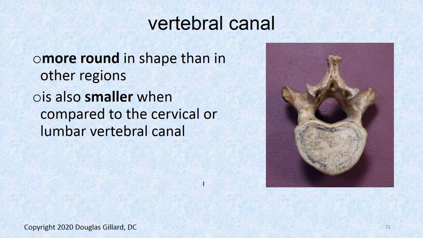The vertebral canal, as we said, is much rounder in shape. It is smaller compared to the cervical or lumbar cord as well. The neuroforamen are actually bigger, but the central canal here, or the vertebral canal, is smaller. So that's that.